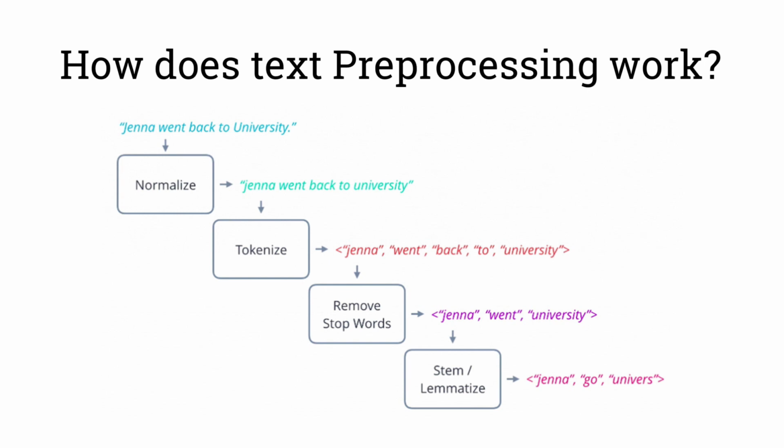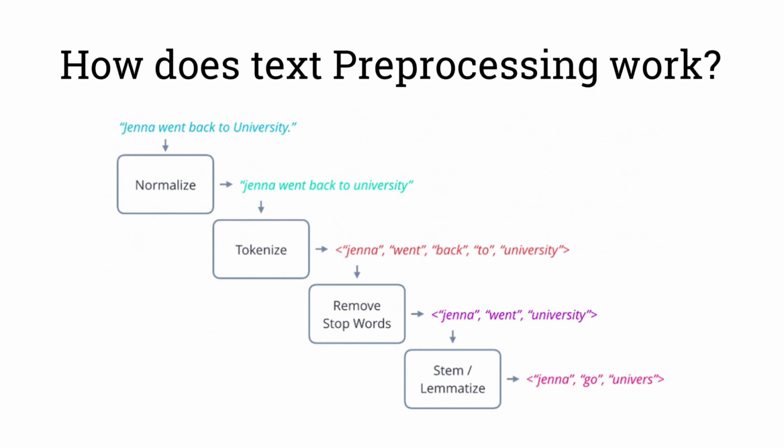Once that is carried out, we can implement removal of stop words. So basically what happens in this step is all the words which are not exclusively adding any value to the sentence get flagged and we can filter out those words. So you can see that "back to" is not adding any extra meaning to the sentence. So we can remove it and still make sense of the sentence, right? So now we have the words Jenna went university.